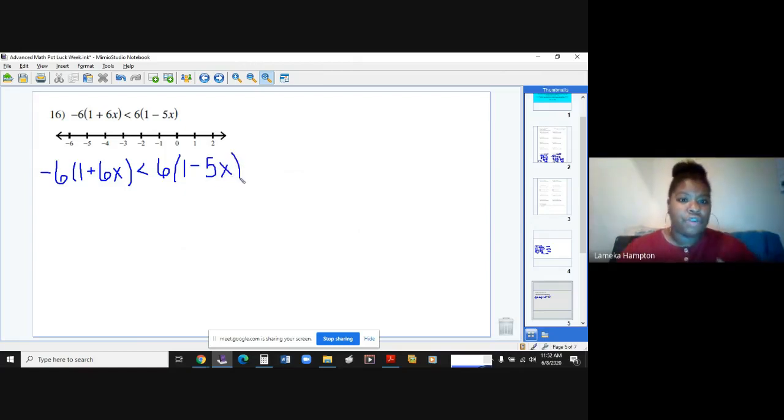And now I have distributive property on both sides. I have it on the left and I have it on the right. So that simply means I'm just going to be doing a lot of multiplication. So again, making sure that you are strong in your multiplying with integers. If you are not, then this may pose as an issue for you. Okay, so I have -6 times 1. That gives me -6. And then I have -6 times a positive 6x. That gives me a -36x.